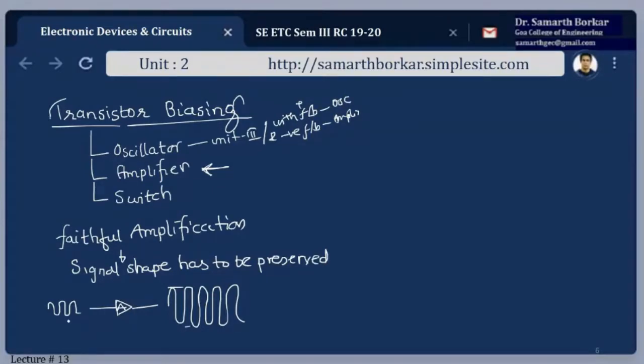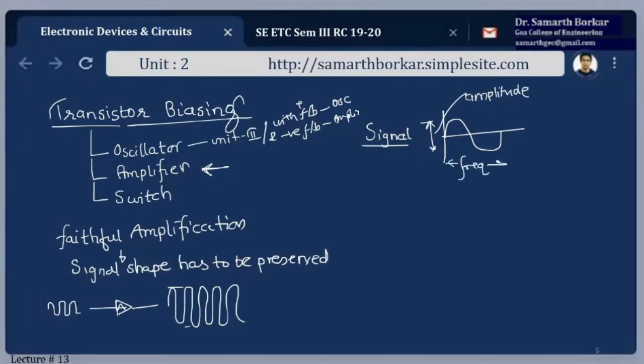See, when I talk about any signal, a signal has two attributes. One is the amplitude. This is the amplitude. And secondly, the frequency. An amplifier has to do with increasing the signal strength. When I say amplification, it increases the signal strength, keeping the frequency constant.